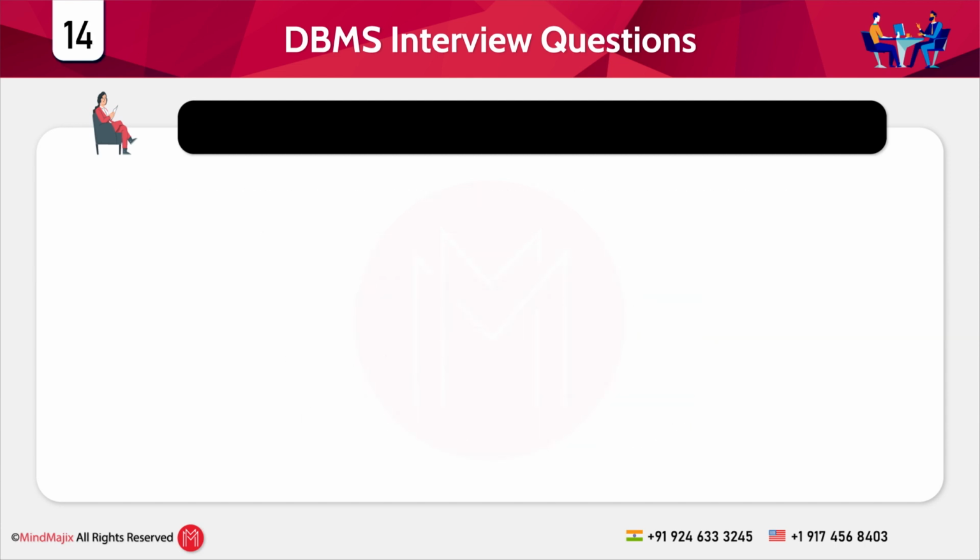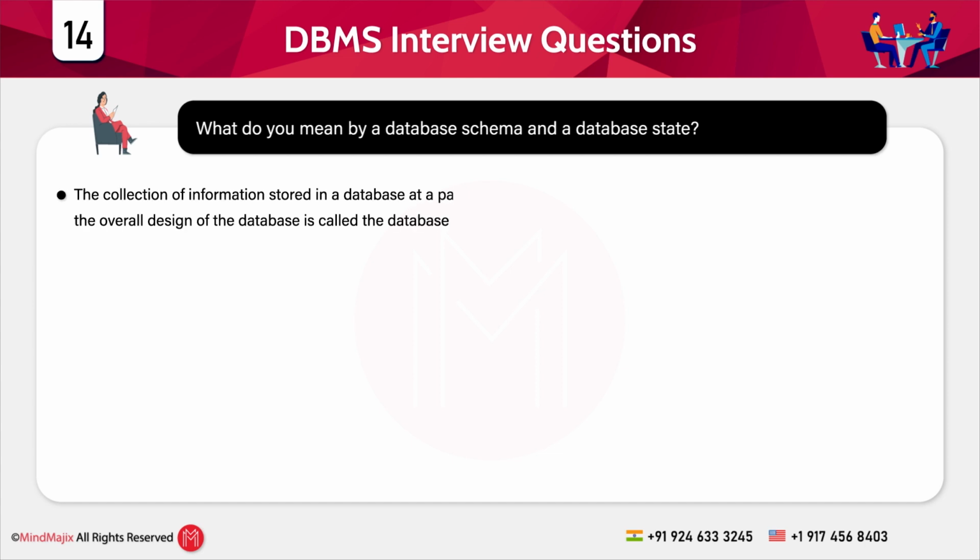Okay. The next question is, what do you mean by a database schema and a database state? So the collection of information stored in a database at a particular moment in time is nothing but a database state. Whereas if you talk about database schema, this is nothing but the overall design of the database. I hope you guys have understood what is database schema and database state and the difference among them.